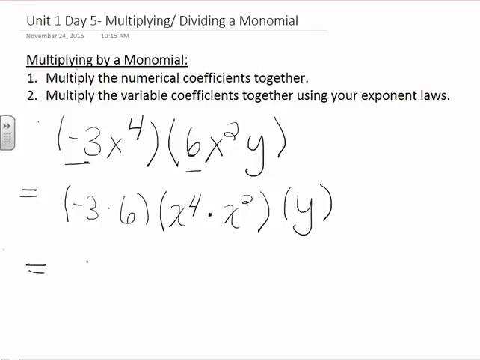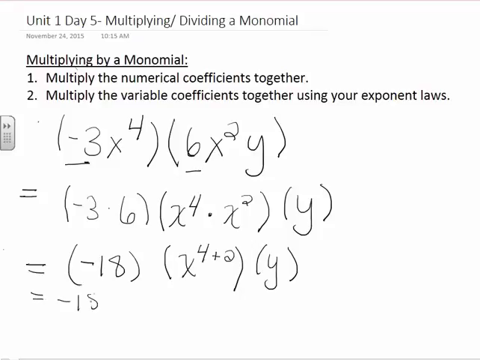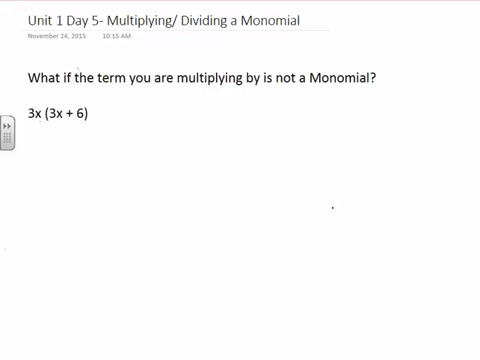Now negative 3 times 6 is negative 18. X to the 4 times x to the 2, using our exponent laws, is x to the 6. And y is still the same. And finally, we have negative 18 times x to the 6 times y, and then we multiply everything together to get rid of our brackets and get to our final answer: negative 18 x to the 6 y.